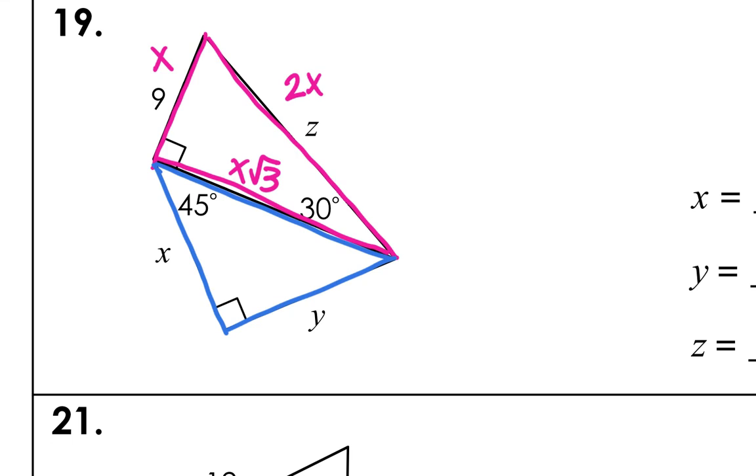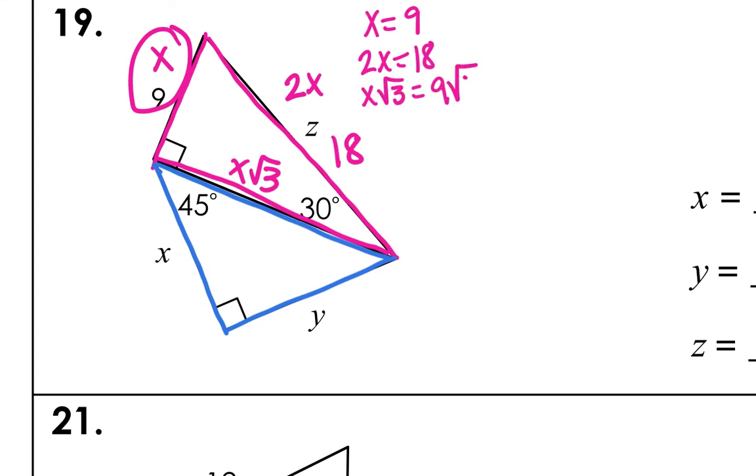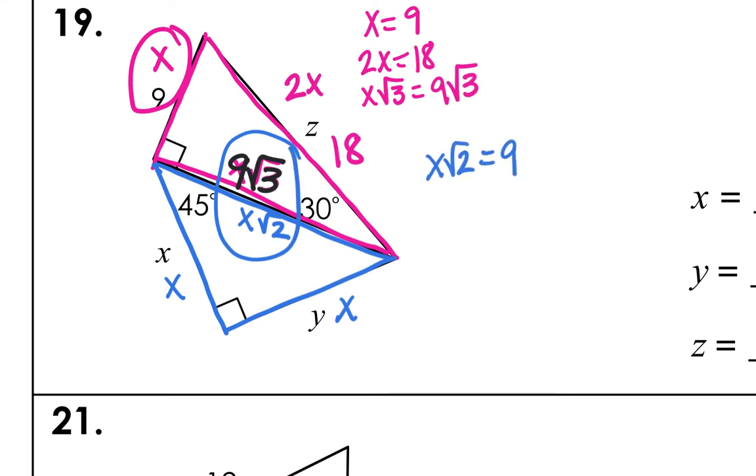Okay? I do know that for the pink triangle, x is 9. So if x is 9, then 2x is 18. So this side is 18, which means that the x square root of 3 is 9 square root 3. So this side becomes 9 square root 3. Now looking at the blue triangle, this is x, and now this is x square root of 2. So if I circle what's given now, I see that x square root of 2 is equal to 9 square root 3.